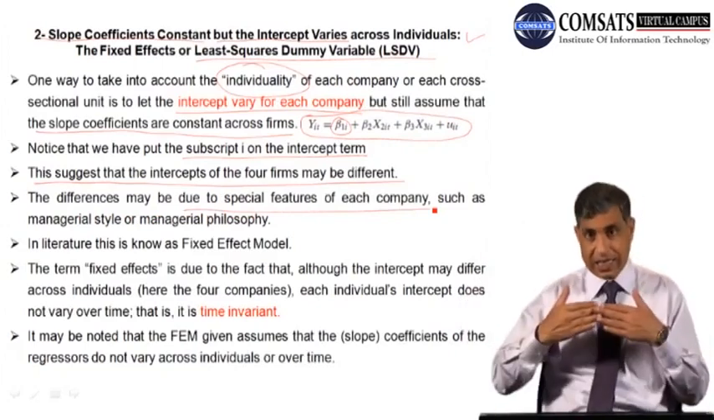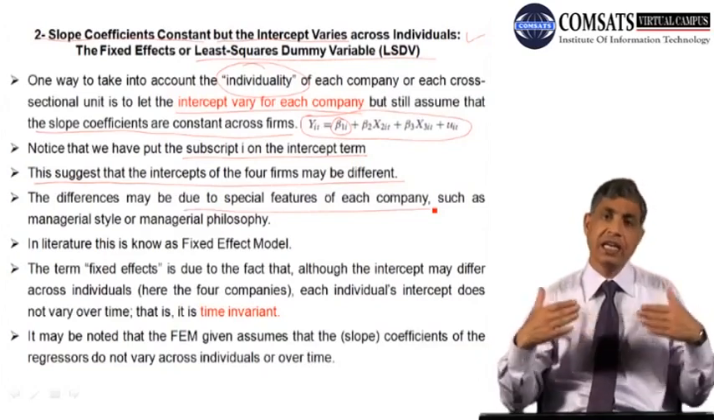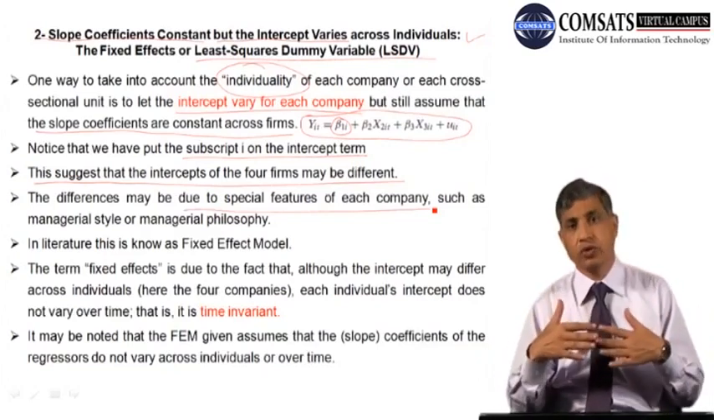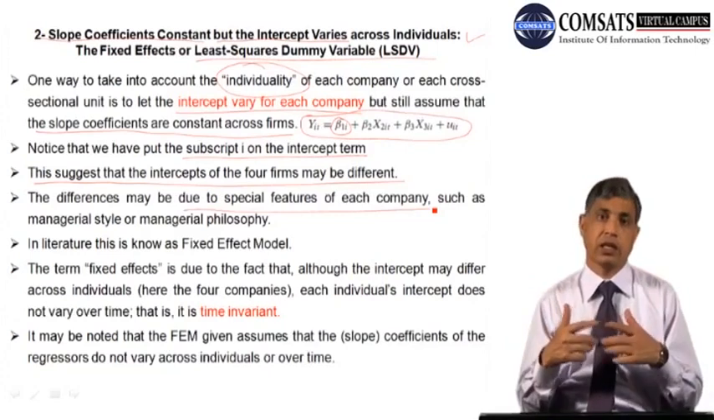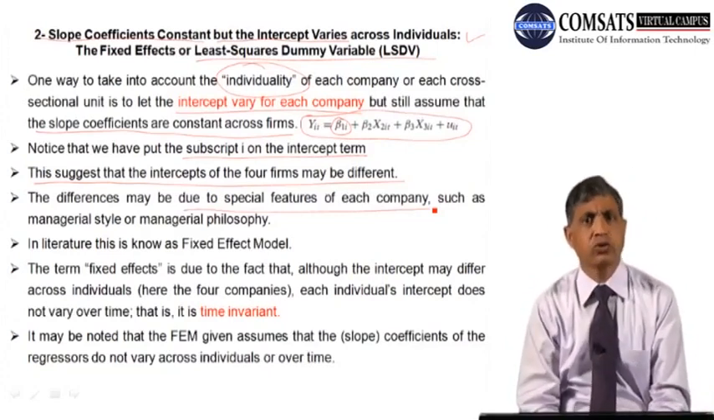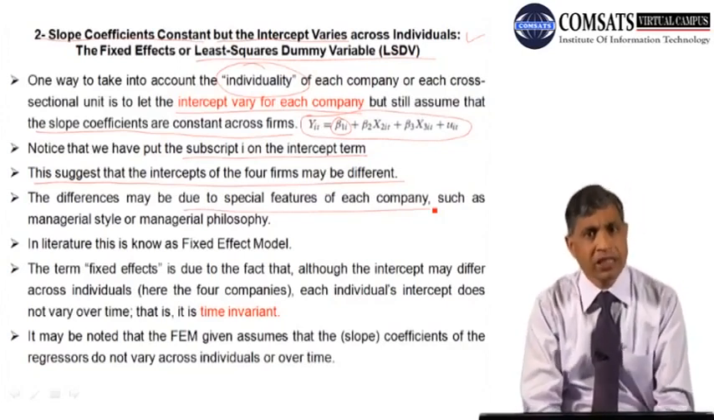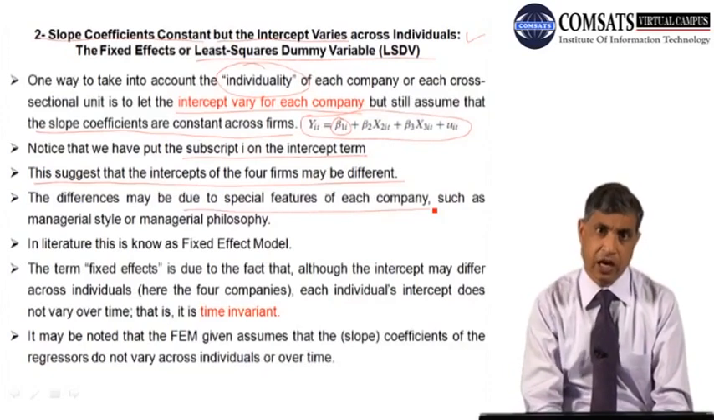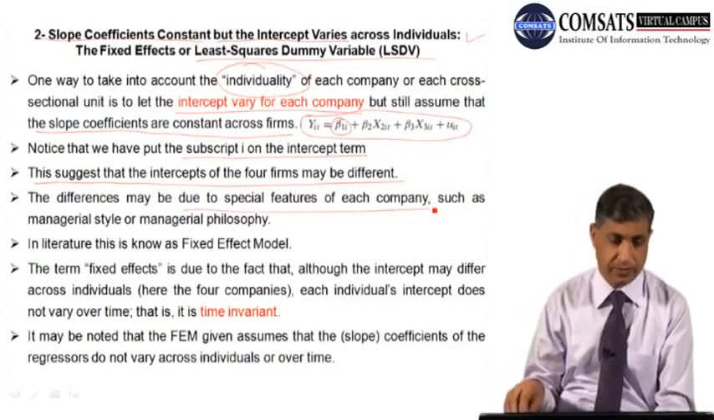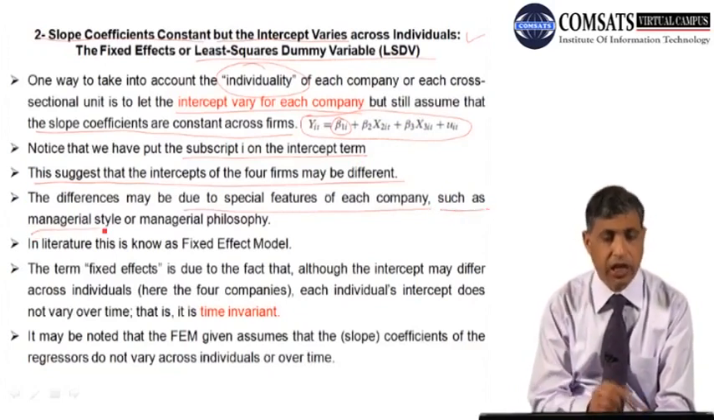You are saying that this difference across the companies is based on the special characteristics of the company, because General Motors, General Electric, US Steel and Westinghouse are much different companies from each other. So you are allowing for this. And the other may be something such as managerial style.